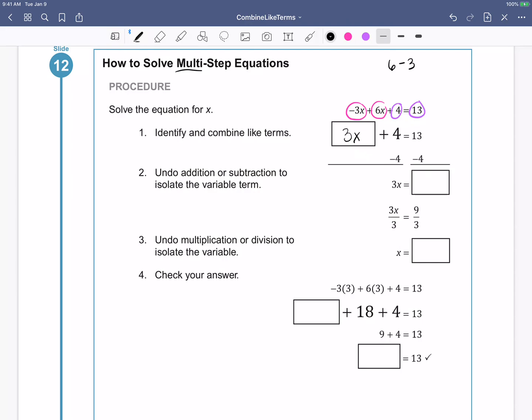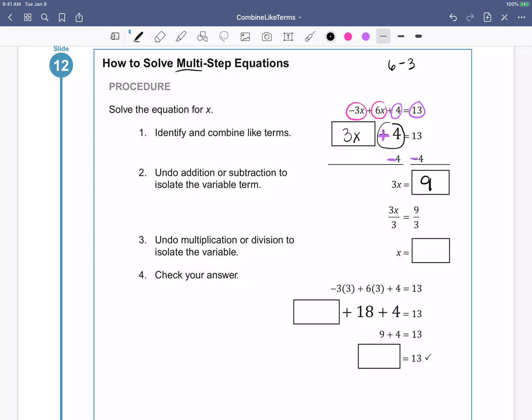Now I need to undo the addition or subtraction to isolate the variable, right? So I want to get rid of this 4. It does not belong. It doesn't have an x. It needs to combine with its other purple number. So I'm going to do the subtraction again, right? I'm going to do the opposite of whatever this sign is. I'm going to subtract. So 13 minus 4 is going to equal 9, okay?